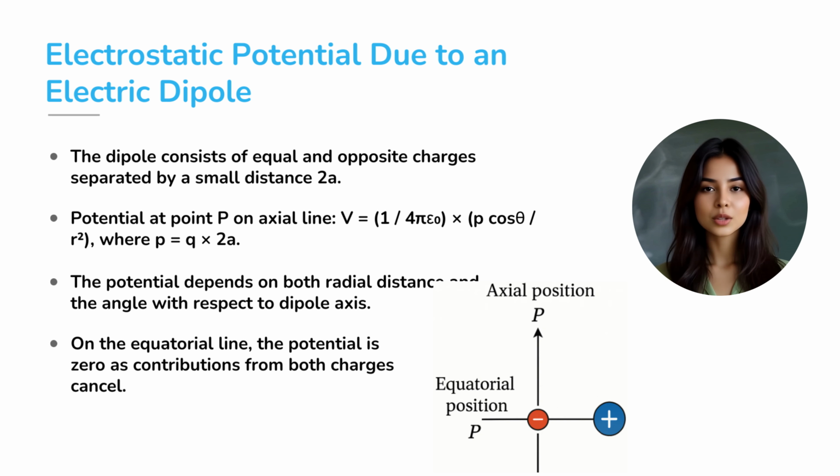So unlike a single point charge, the potential here depends on both distance and direction. A very cool thing happens on the equatorial line, the line perpendicular to the axis of the dipole. Here, the contributions from the positive and negative charges cancel out, giving zero potential. You can visualize this with field lines. The dipole's field is not radial, but curved and symmetric.